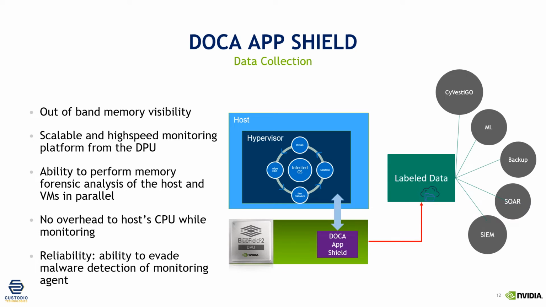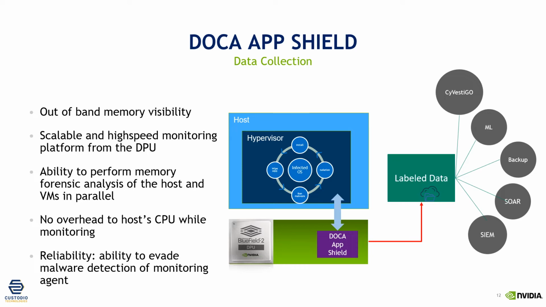Docker App Shield can also be used for data collection while providing the user with the following advantages. Data collected by Docker App Shield does not require any agent to be installed on the host itself, meaning minimal to no overhead for the host resources. This way, the host's operator can allocate more resources for serving the customers.